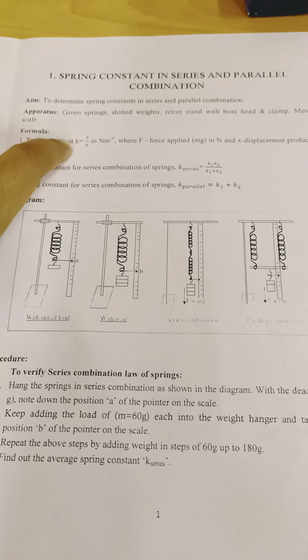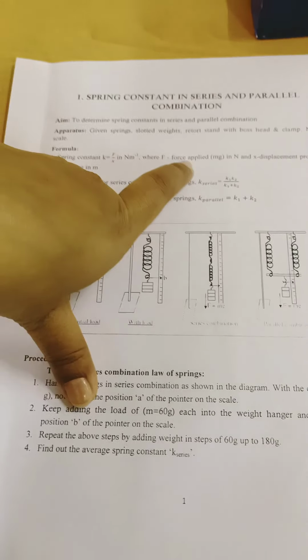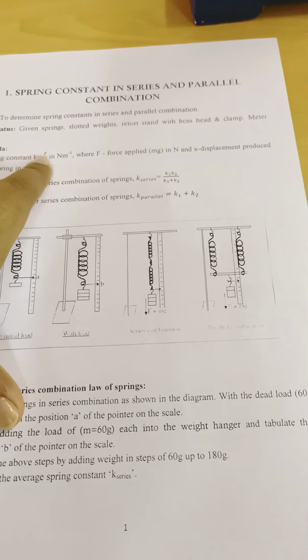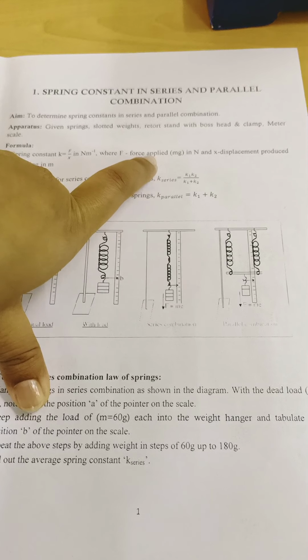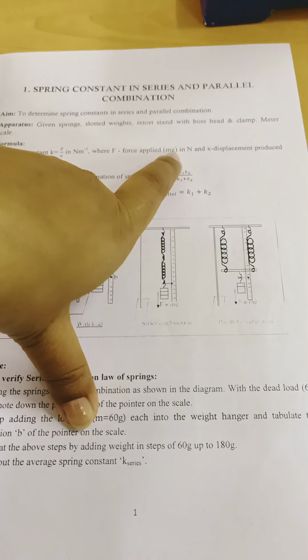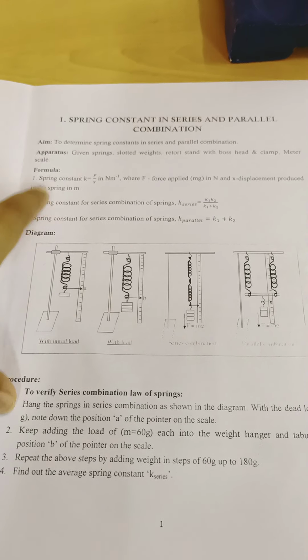And what is the unit of this k? Newton per meter. F is what? Force applied actually, and at equilibrium, the applied restoring force will be equal to the applied force. So the unit of force is Newton, and x is the displacement produced in the spring when you apply the force.